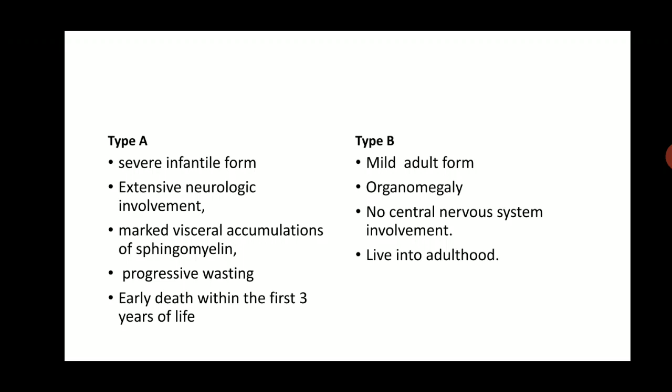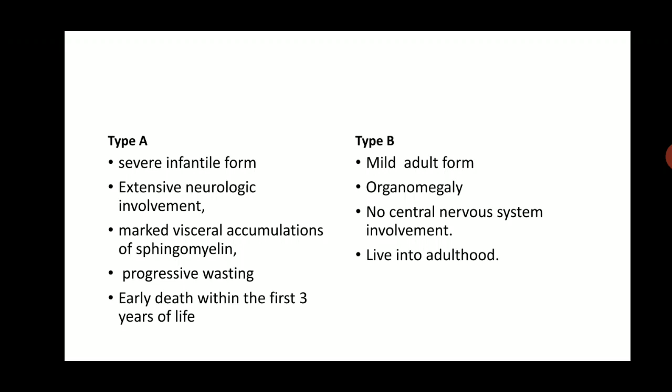Type A is also known as the severe infantile form. These patients develop extensive neurological involvement. They have marked visceral accumulation of sphingomyelin. Visceral here refers to mostly liver, spleen and lymph nodes. So these patients usually present with massive hepatosplenomegaly and generalized lymphadenopathy, along with cherry red spot in the eye and mental retardation, dementia and progressive neurological loss. These patients, like Tay-Sachs disease, die early within 3 years of life.